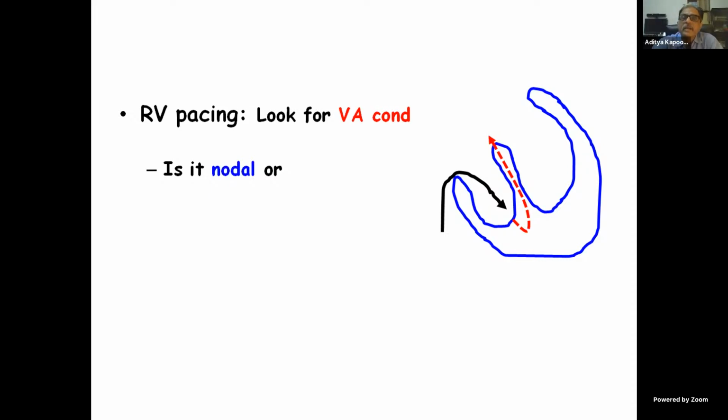Where will be the earliest A? Proximal, the CS catheter with the proximal one.